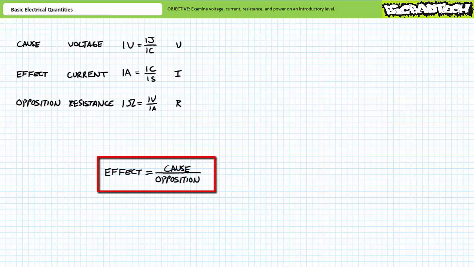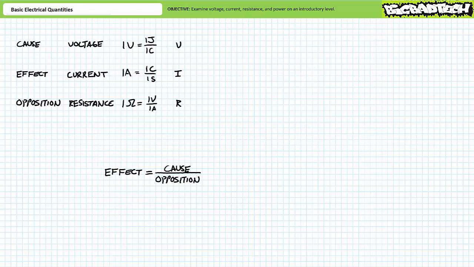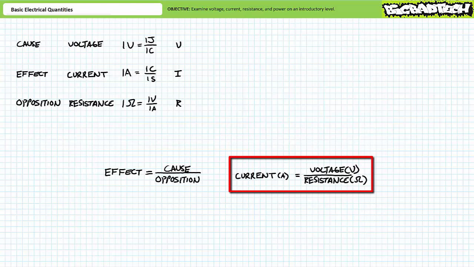On a very basic level, we can state that the effect induced in some system is equal to the cause over opposition. This should make sense. The more effort or cause given to a project or undertaking will undoubtedly yield more effects as long as opposition to your efforts remains low. If, however, opposition increases, the effects will be reduced. Given voltage is synonymous with cause, current synonymous with effect, and resistance synonymous with opposition, we can rewrite this relationship as current equals voltage over resistance.